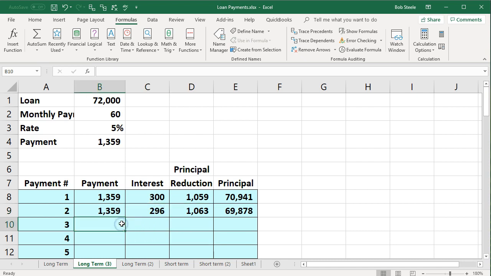So we'll do this one more time, and then we'll use Excel to kind of finish this thing up. So we're going to say the payment, once again, is the same. The interest equals the principal that's now lower again.